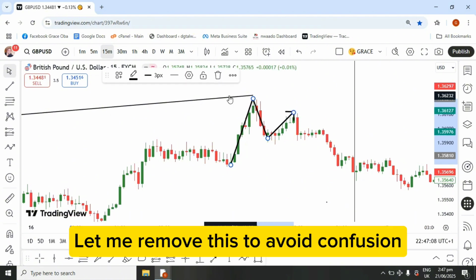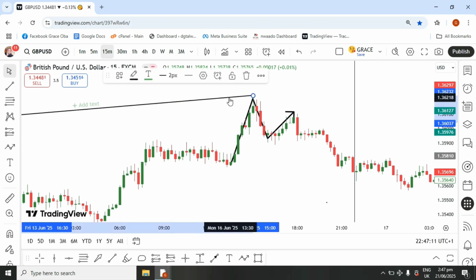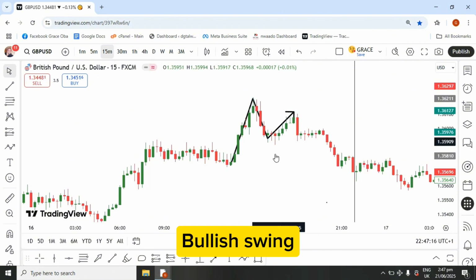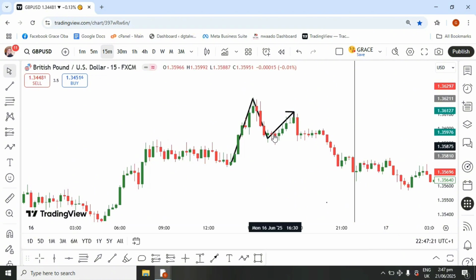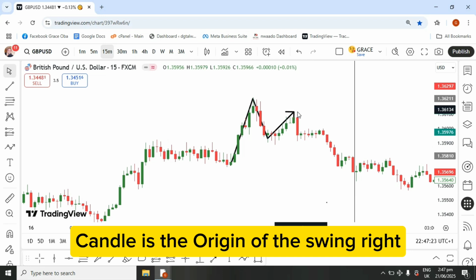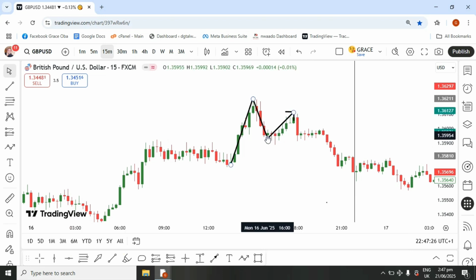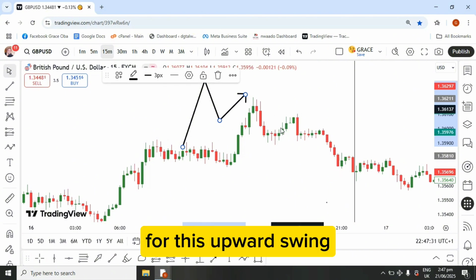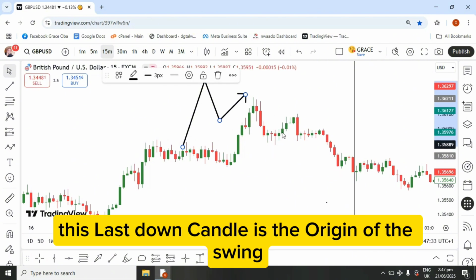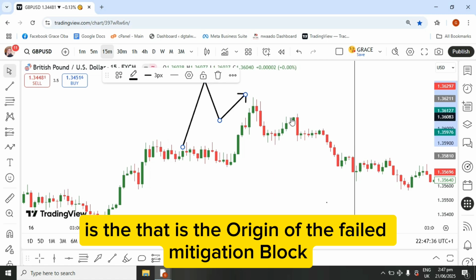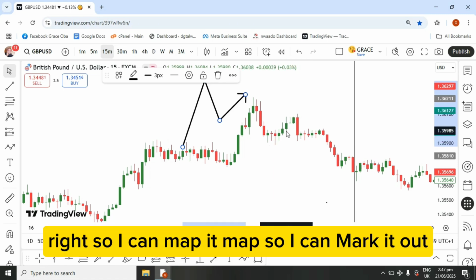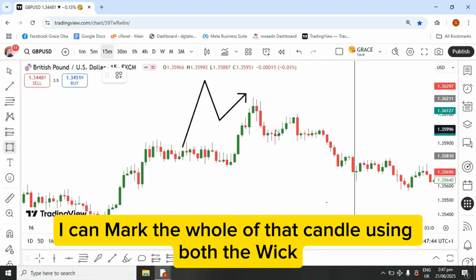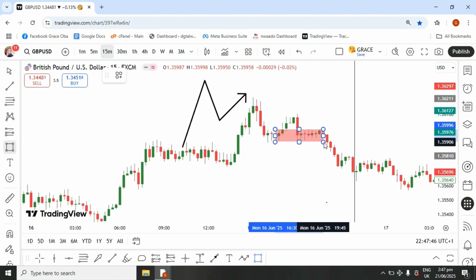Now for this swing, let me remove this to avoid confusion. For this bullish swing, you know that this last down candle is the origin of the swing, and that is the origin of the failed mitigation block, right? So I can mark it out. I can mark the whole of that candle, using both the wick, right?